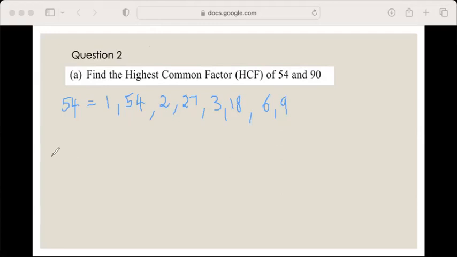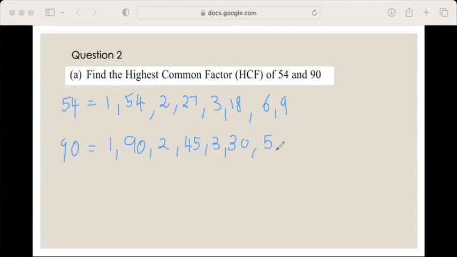Right. Now let's list down all the factors of 90 to find the highest common factor. As you know for sure, 1 is a factor of 90. 1 times 90 is 90. So that is a factor. Then 2 is a factor of 90 as well. 2 times 45 is 90. 3 is a factor of 90 as well. 3 times 30 is 90. 4 isn't a factor, but 5 is a factor.